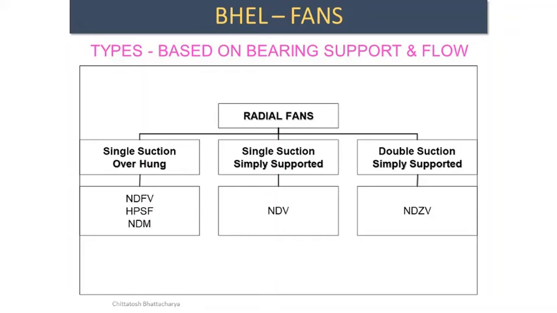Depending upon bearing support and flow arrangement, these radial fans can be classified into single suction overhang, single suction simply supported, or double suction simply supported. Single suction overhang, they are designated as NDFV, HPSF, or NDM. Single suction simply supported, they are called NDV, and double suction simply supported, they are called NDZV. These are the standard nomenclature of BHEL fans.